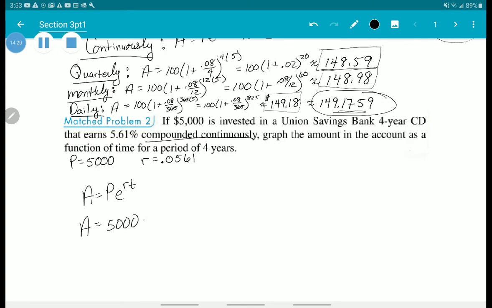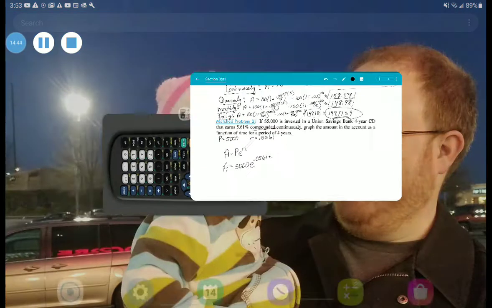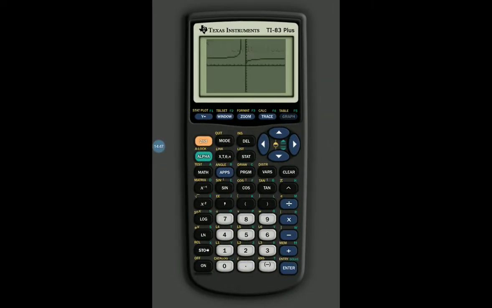Our P is 5,000. Interest rate is 0.0561. And looking at it with respect to time, T. So if we wanted to graph that, I'm typing in 5,000 e to the RT. And I'm going to use X for T here.